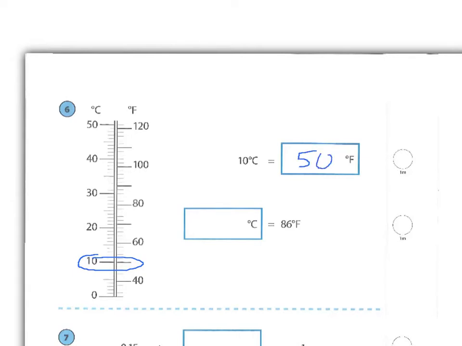Now the second part of the question, a little bit more tricky. It says something degrees C equals 86 degrees F. Now the 86 degrees F would appear on the right hand side scale, and the scale on the right is going up in 2, so 86 would be 3 little squares after 80, which would be just there. And that would equate to 30 degrees C if we look at the left side of the scale.